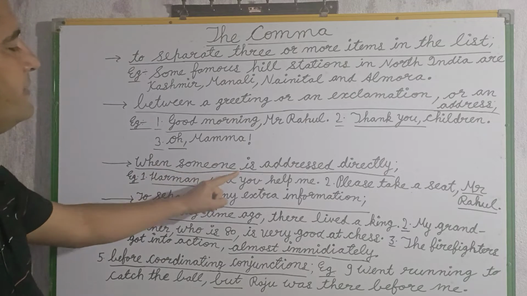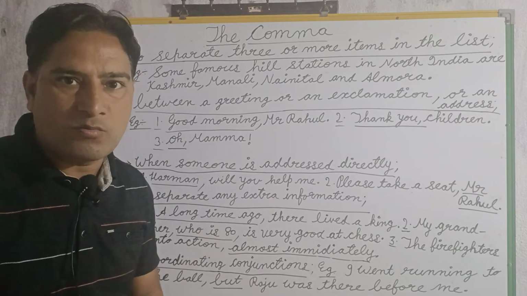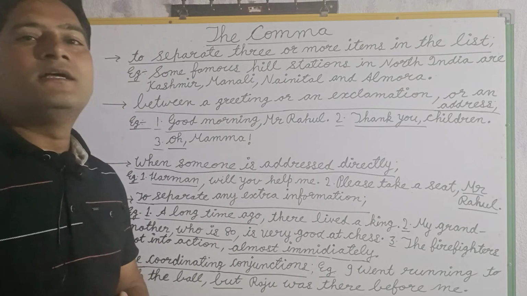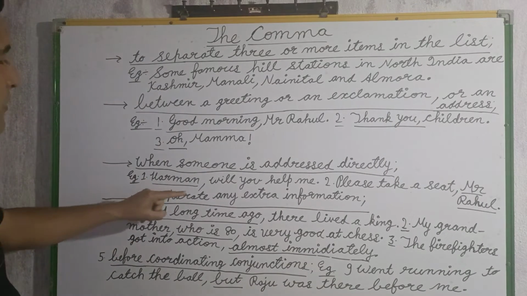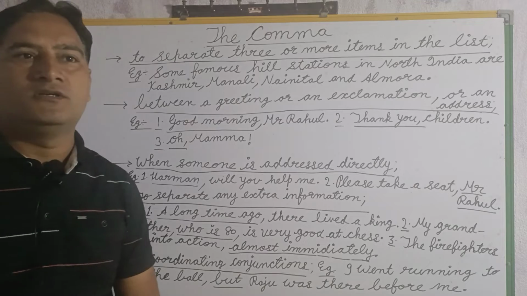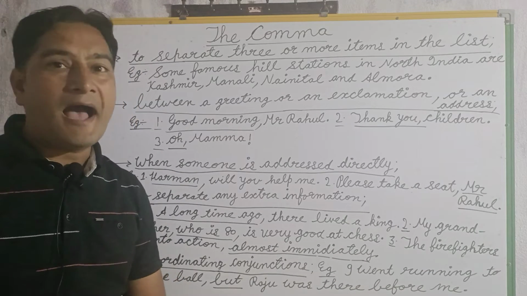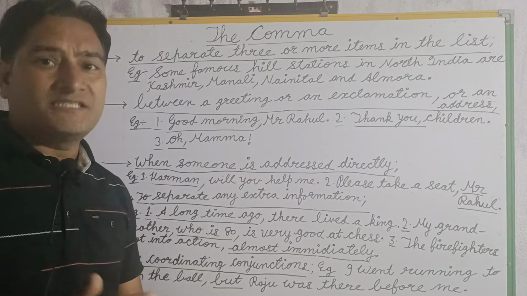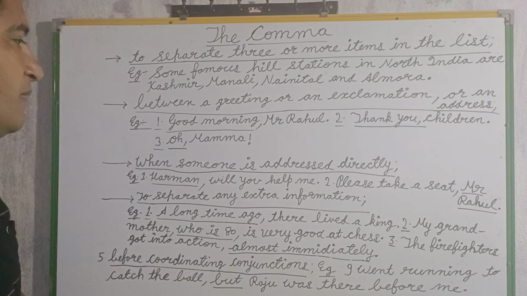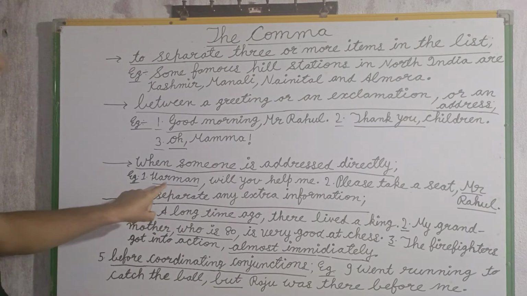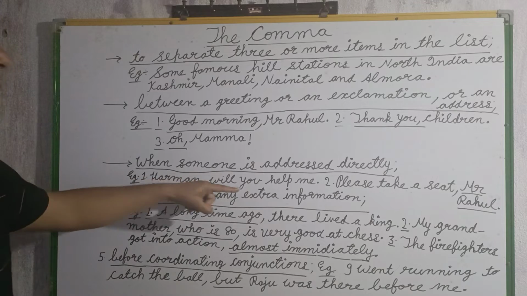When we address someone directly, a comma is used. Let's see. Harman, will you help me? Rahul, would you drop me at the station? Kajal, will you assist me? So there are many sentences that can be made by using a comma. So this is the addressee and directly we are addressing someone.